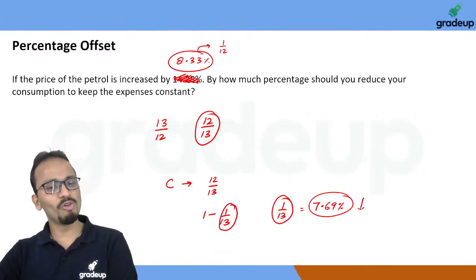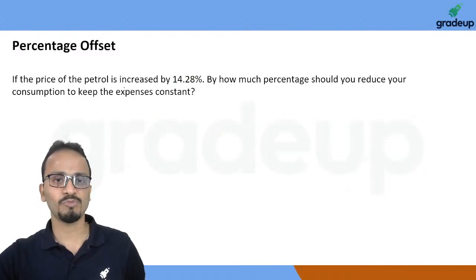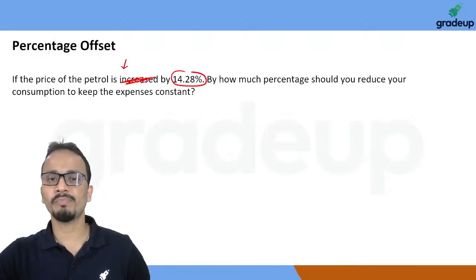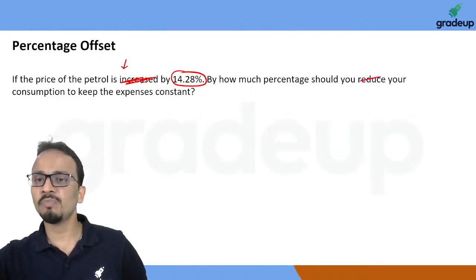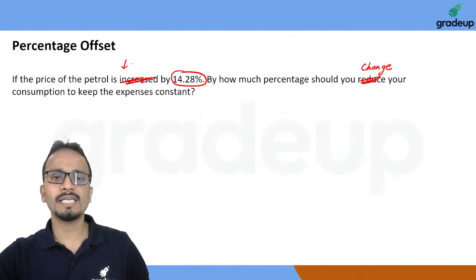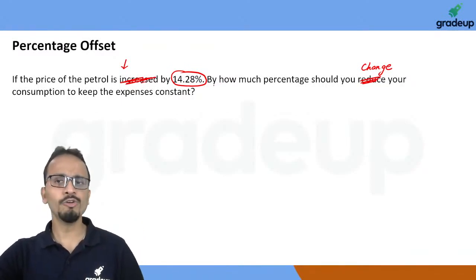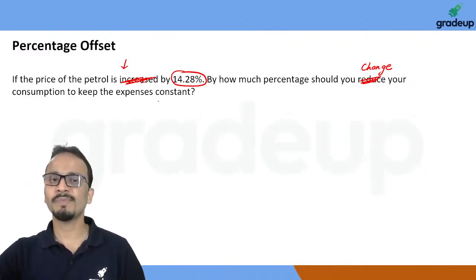Okay. Now let's take one more variation of this. Let's take one more example and then we'll call it a day. Let's say instead of increase, the price of petrol decreased by 14.28 percentage. So by how much should I change my consumption? Instead of reduction, I'll just mention change. So if the price of petrol is decreased by 14.28 percentage, by what percentage should I change my consumption to keep the expenses constant?